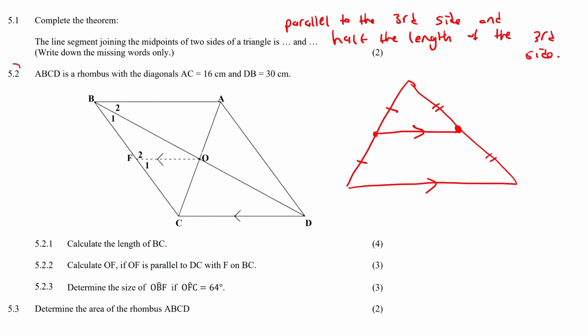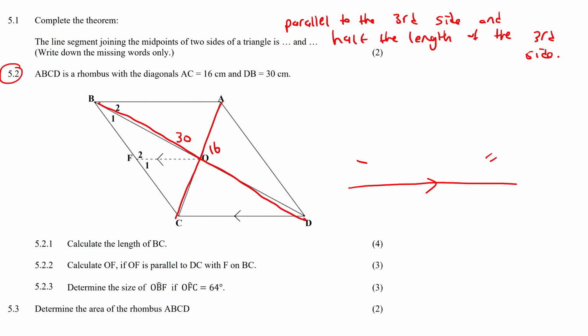This question over here says ABCD is a rhombus with diagonal AC that has a length of 16. So this length over here is 16. And DB, the other diagonal, is 30. Now the first question says, calculate the length of BC. Calculate the length of BC. Okay, so BC is over here.